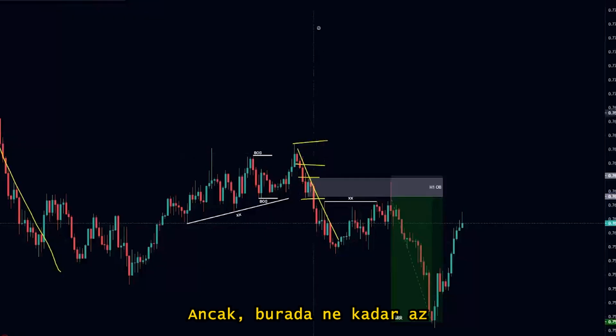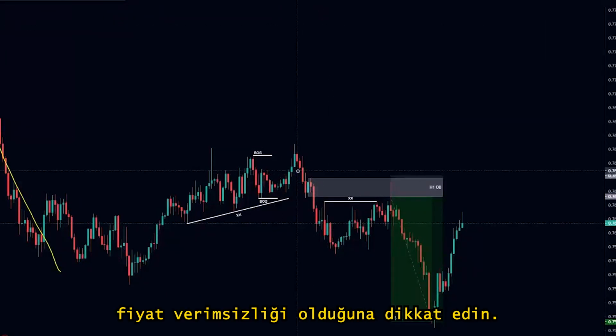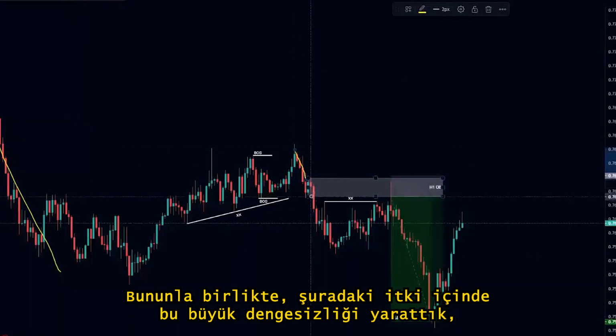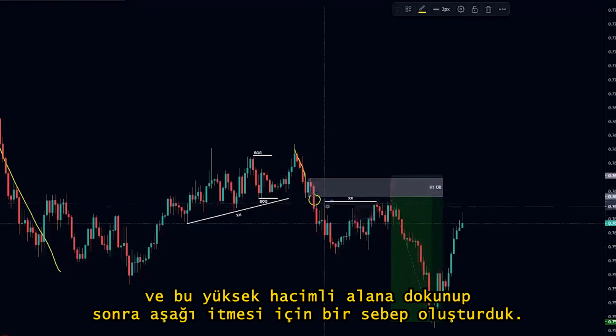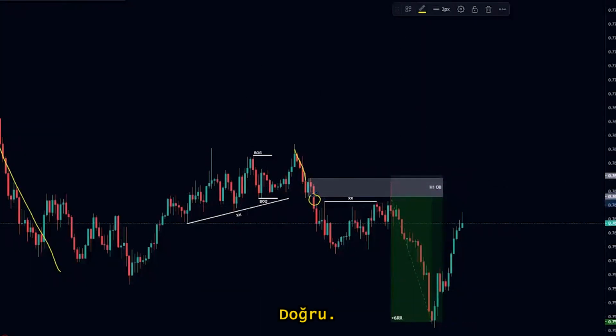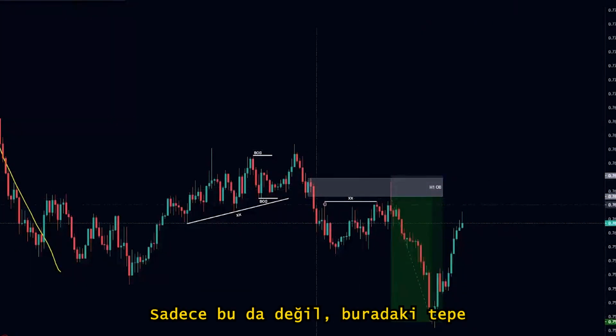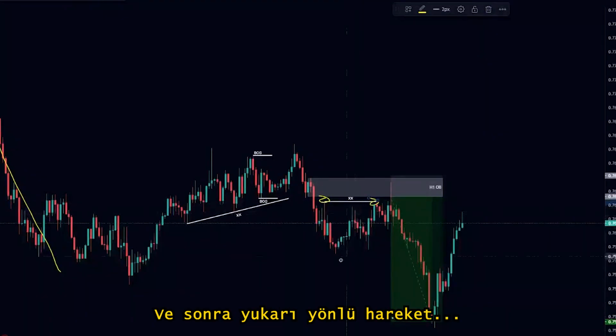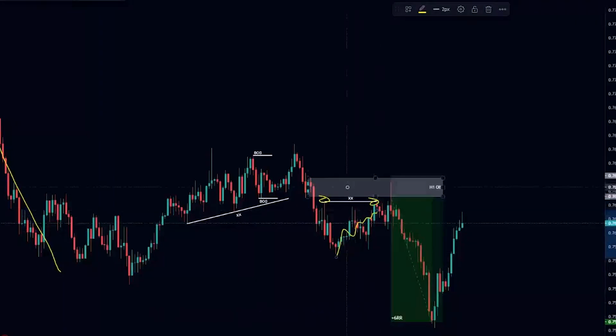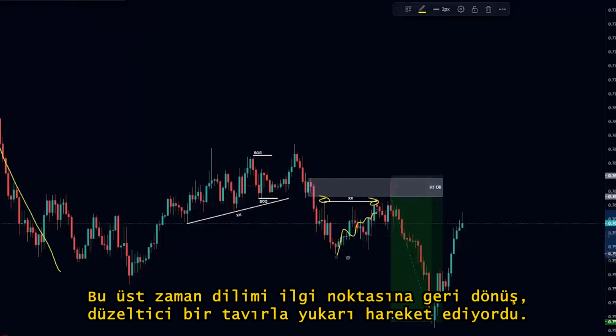However, notice how there is very little or very low price inefficiency in here. However, within this impulse here, we created this big imbalance, right? Cause and reason for price to come back to mitigate and tap into this area of high volume to then push lower. Not only that, we had created a set of equal highs with this high over here and this one as well. And then the move to the upside, back to this higher time frame point of interest, was moving back up in a corrective manner.